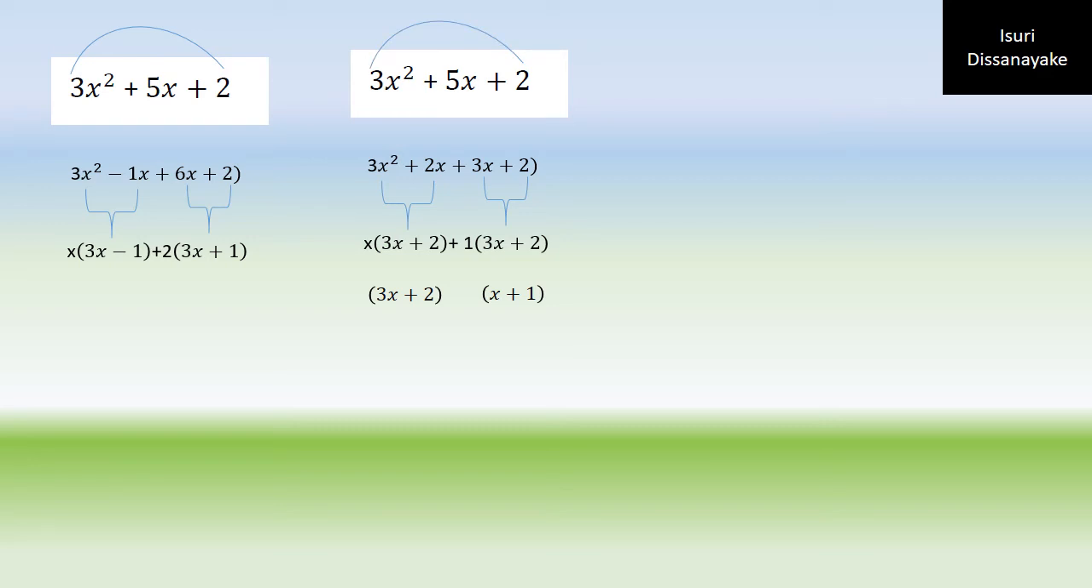As usual, we pick the first two numbers. We bring the common factor x out. So we have 3x plus 2. Then we don't have any common value to bring out. Therefore, you bring 1 out. So we have 3x plus 2. So the common factor is 3x plus 2. And the other factor is x plus 1.